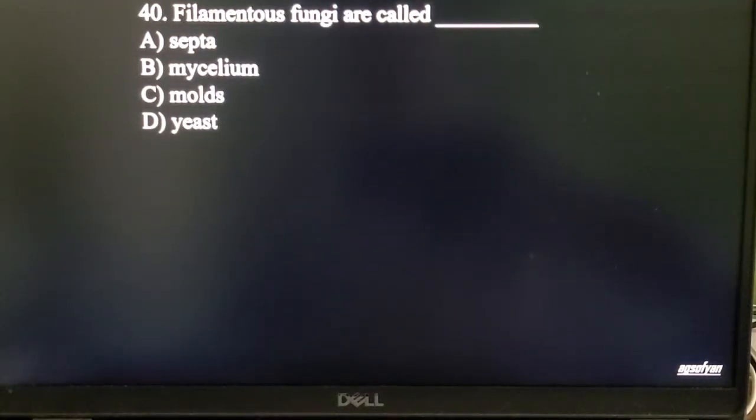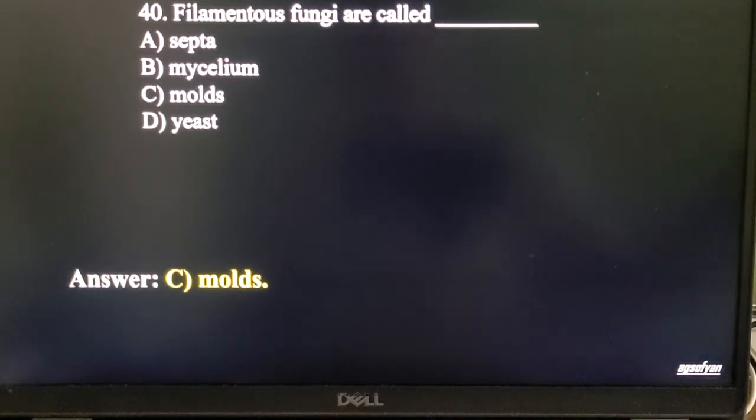40. Filamentous fungi are called septa, mycelium, molds, or yeast. Choose your answer. Yes, they are called molds. If you see molds growing on bread and use a microscope, you will be able to see long filaments arranged together, and when there are so many, you can see them with your own eyes. It is in the form of molds. So molds are filamentous fungi.